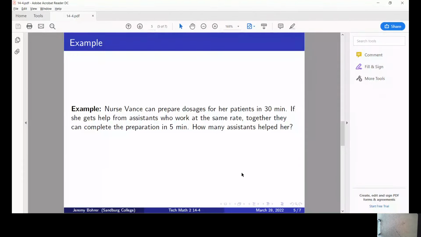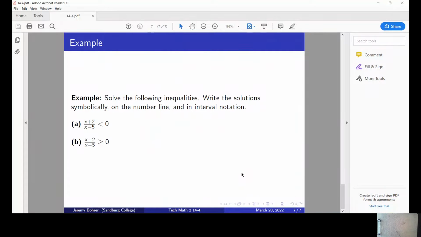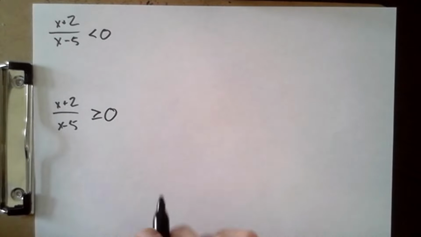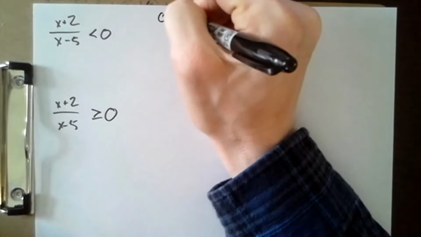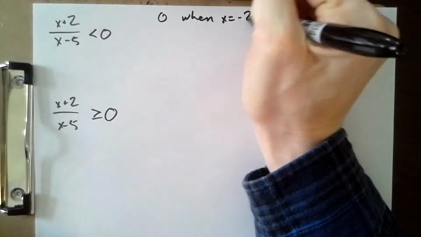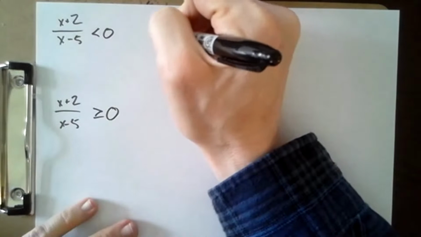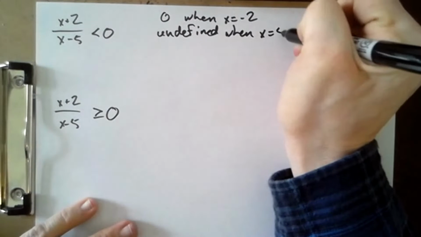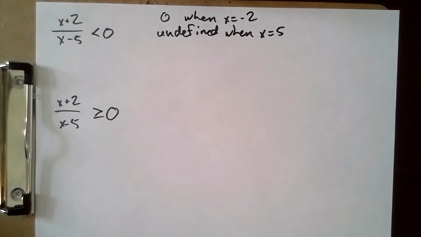For our last set of problems, we're asked to solve these inequalities and write the solution symbolically, on the number line, and in interval notation. Okay, so we start off with x plus 2 over x minus 5. Notice that this has a 0 when x equals -2, and it's undefined when x equals 5. So we need to check values less than -2, between -2 and 5, and greater than 5.